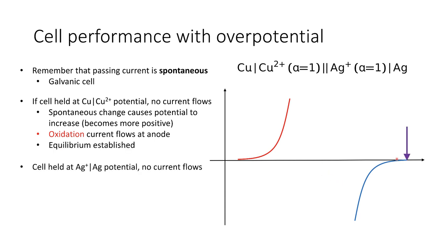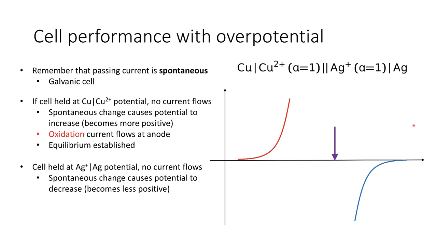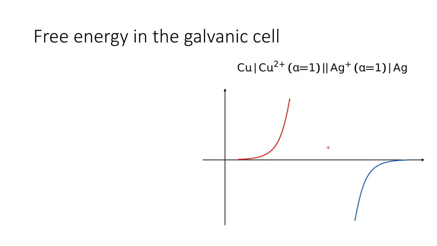Conversely, if we were to change the potential and hold the cell instead at the silver equilibrium potential, again, no current flows. But if we then release that potential and allow the cell to drive current again, spontaneous change will cause the potential overall to decrease and become less positive, again allowing a reduction current to flow at the cathode and establishing that equilibrium. When we consider the galvanic cell delivering energy, we think of it delivering a current. But the amount of current it delivers fundamentally affects the cell potential because of the need to drive this overpotential.